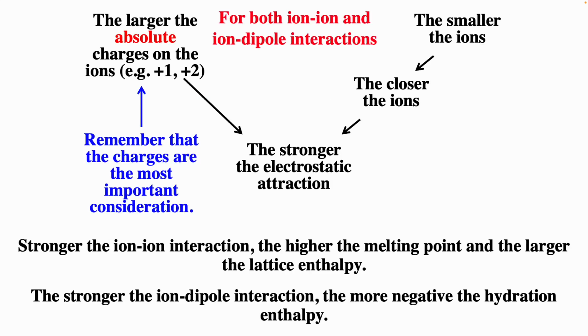And so for both the ion-ion interaction and the ion-dipole interaction, the absolute charge is the most important consideration. The larger the charges, the stronger the attraction. And for both of them, the smaller the ions, the closer the ions, the stronger the attraction. And again, this is just because they follow Coulomb's law. And so the stronger the ion-ion interaction, the higher the melting point, the larger the lattice enthalpy. The stronger the ion-dipole interaction, the more negative the enthalpy of hydration. I hope that was helpful.